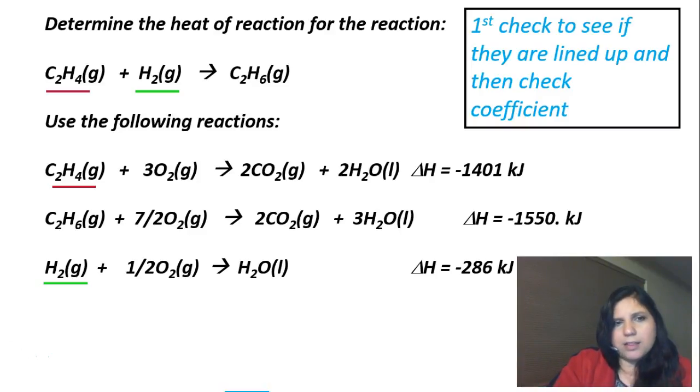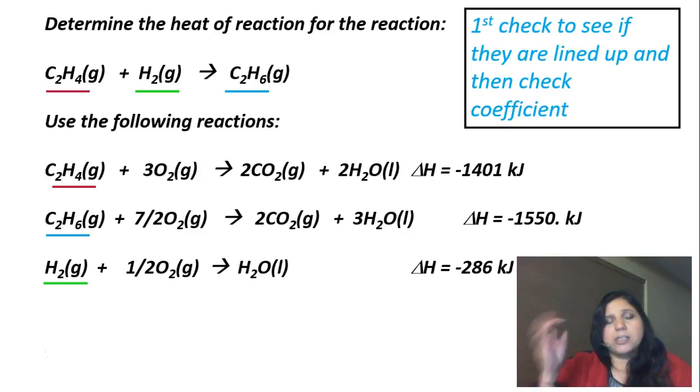Okay. The last one is C2H6. Where's that in here? That is right there. Is it on the correct side? No. In the desired reaction, it is a product, and in this reaction, it is a reactant. So what we're going to do is flip this equation. We're going to flip the entire thing by multiplying by a -1.